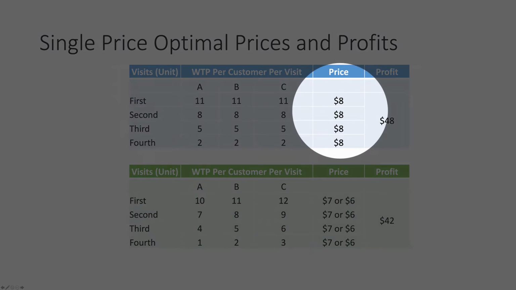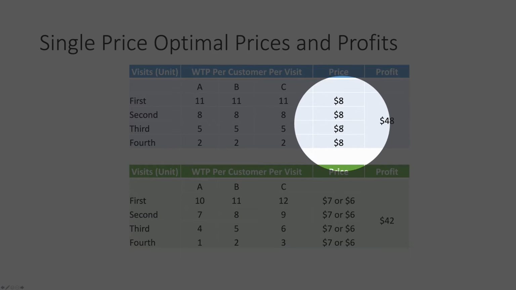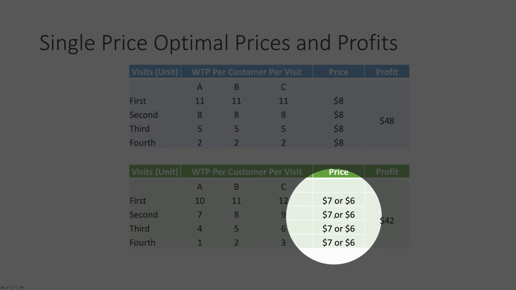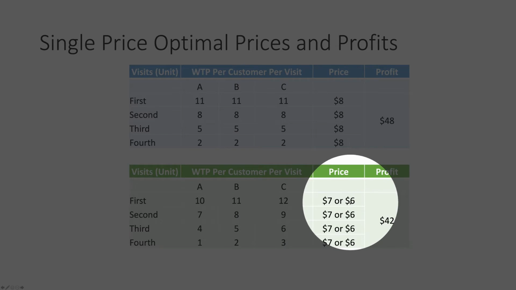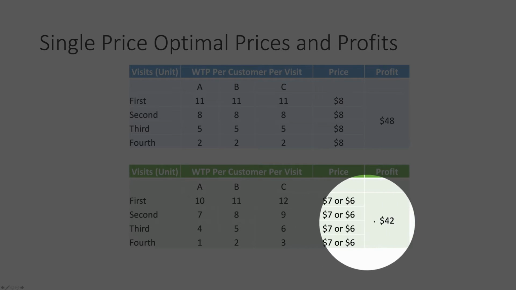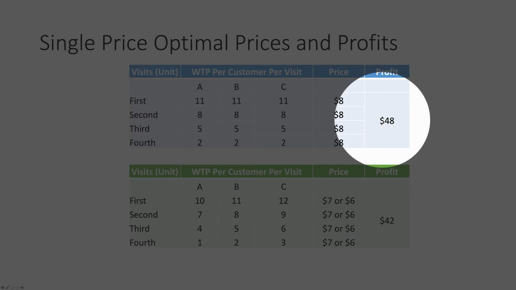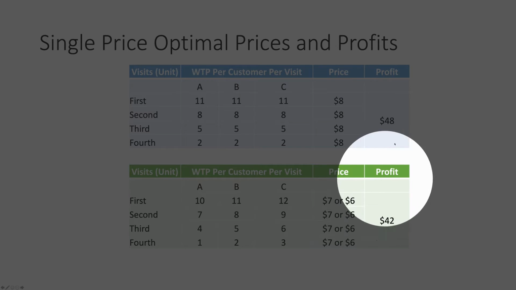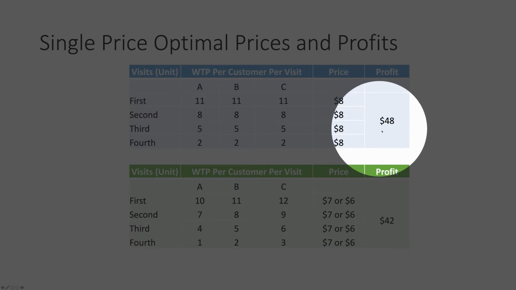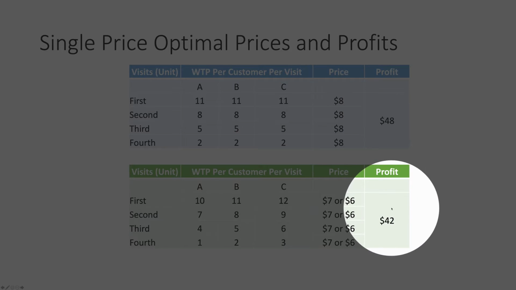So for the case where everybody is the same, the optimal price is $8 and the profit is $48. And in the case where the customers are different, although on average the same as the table above, the optimal price is $7 or $6. They gave us the same profit level of $42. $48, $42. As you can see, in the market where the customers are the same, the company actually can get higher profit than when customers are different from each other.